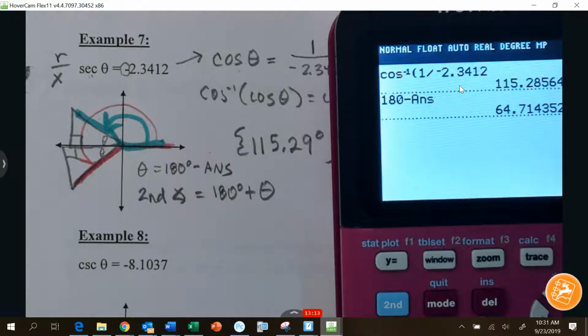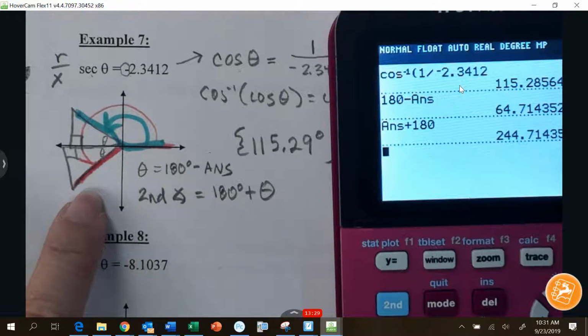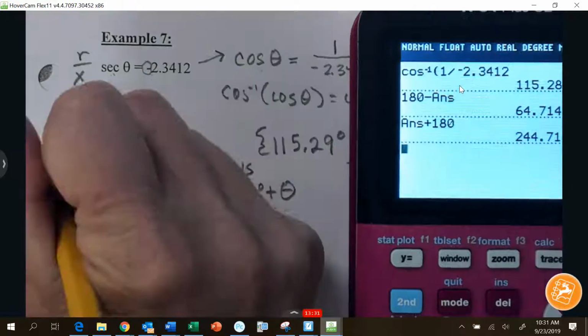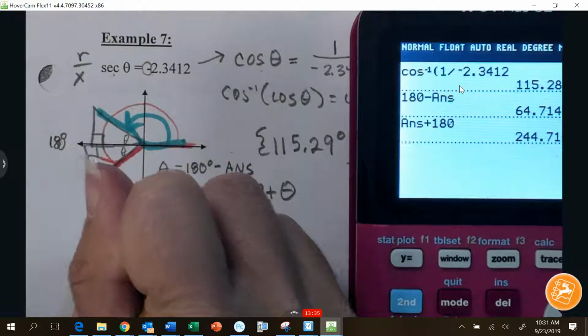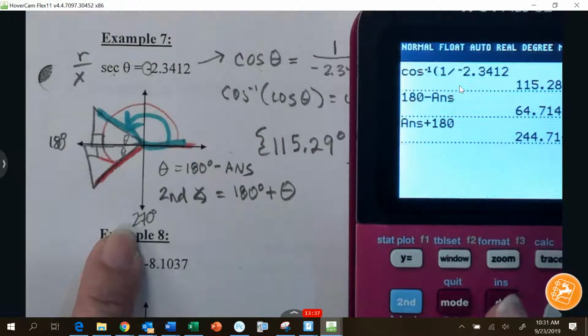And I get 64.71. Okay, that is theta. That's the reference angle. And I'm going to take that answer and add 180 to it. 244.71 degrees. Does that make sense for this third quadrant? This is 180 here, and then down here is 270. So 244.71.